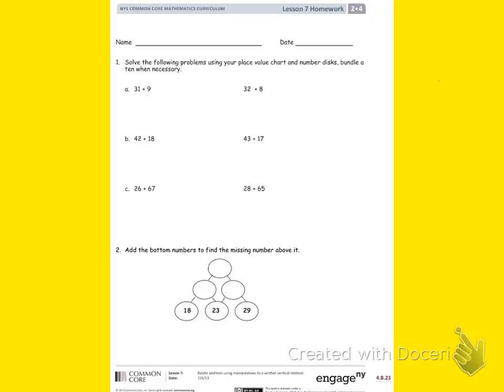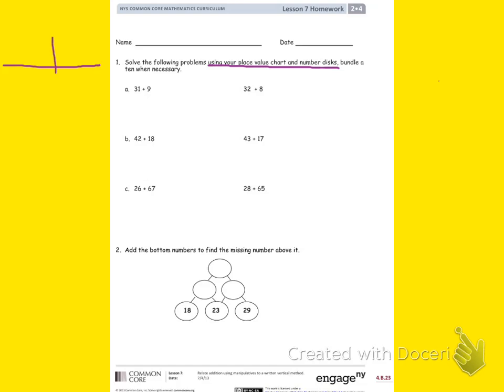Module 4, Lesson 7's objective is to relate addition using manipulatives to a written vertical method. Item 1 says solve the following problems using your place value chart and number discs. Bundle a 10 when necessary. I will underline using your place value chart and number discs to remind me that those are the directions I am to follow. Item A, 31 plus 9.